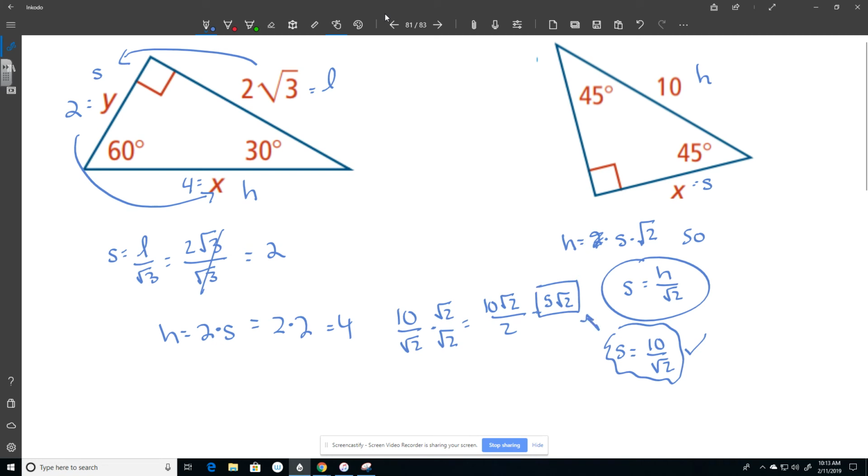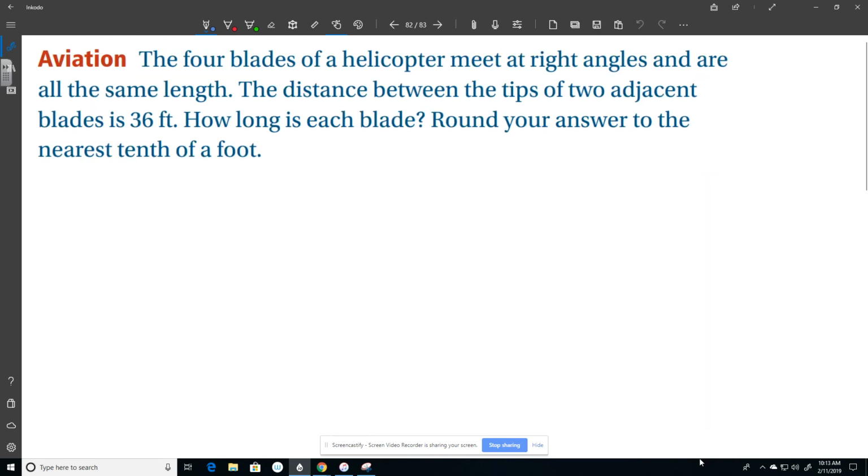Both of these should work. They're the same answer. But on some of the problems, if it doesn't like this answer, you have to rationalize the denominator. You've got to get rid of that square root. Okay, two story problems, and then the time's all yours.